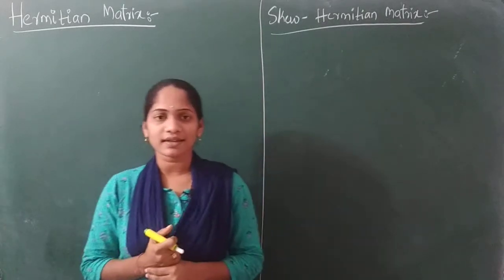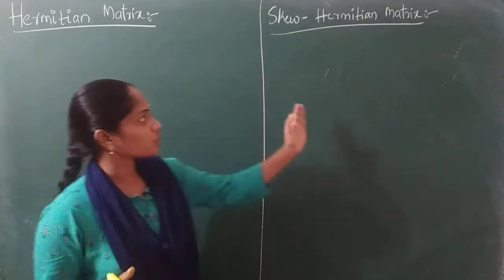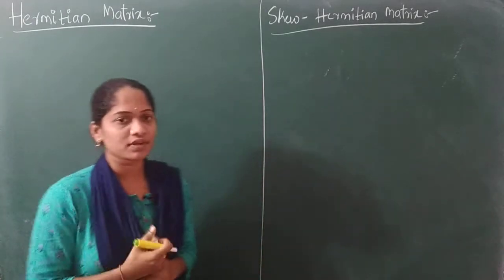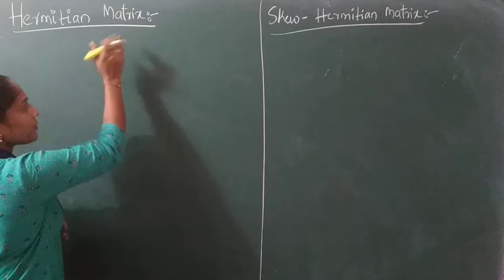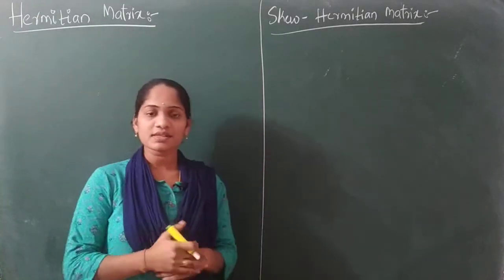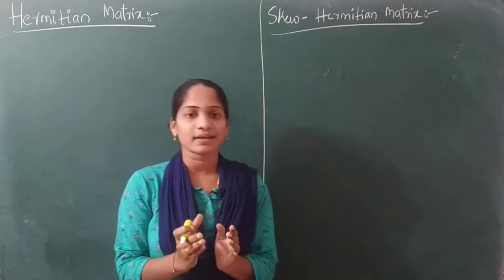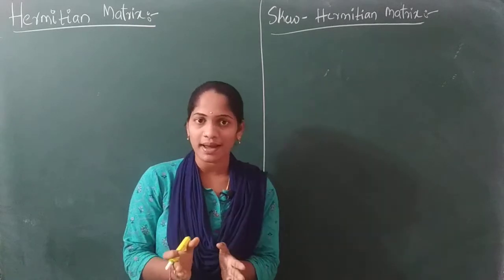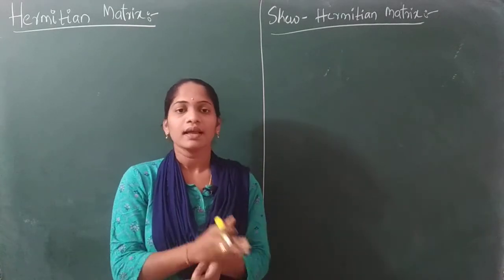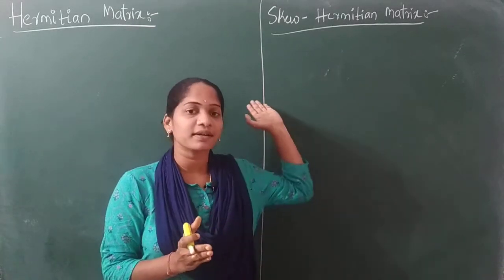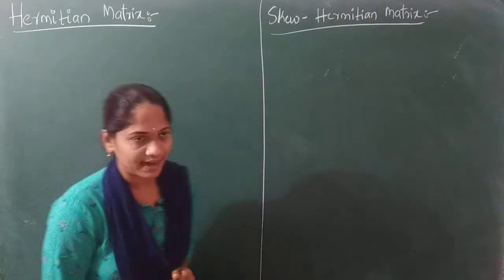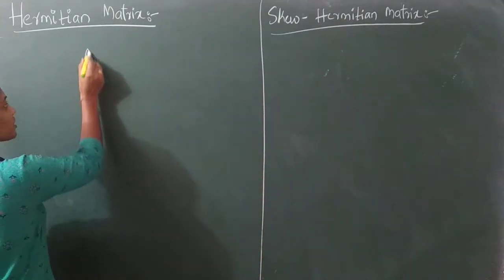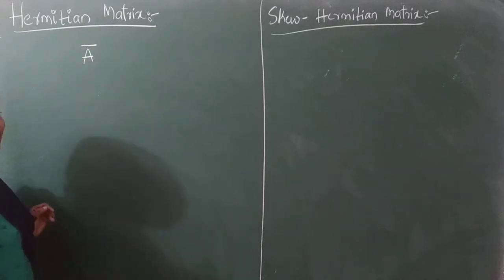So this is another lecture on Hermitian and Skew-Hermitian matrix. Let's first discuss the Hermitian matrix. What is the definition? You have to take a square matrix of order n. A square matrix is said to be a Hermitian matrix if it satisfies the condition A bar, that is, A conjugate.